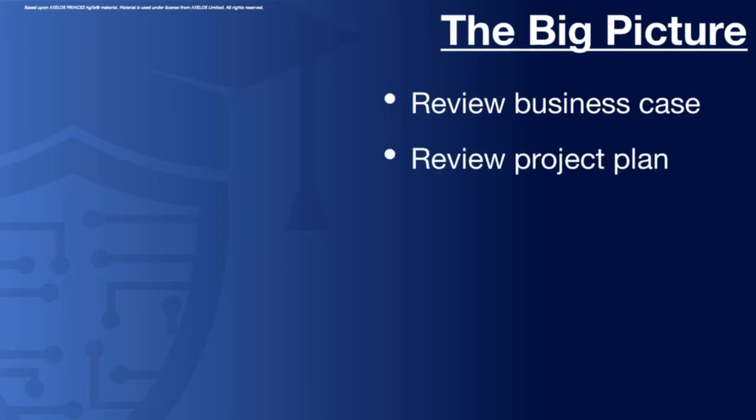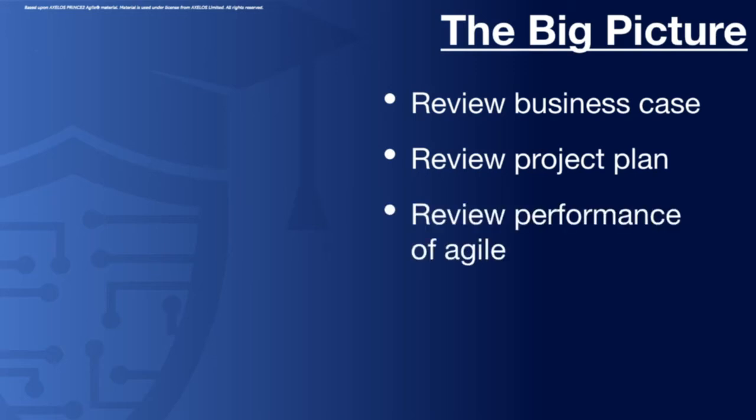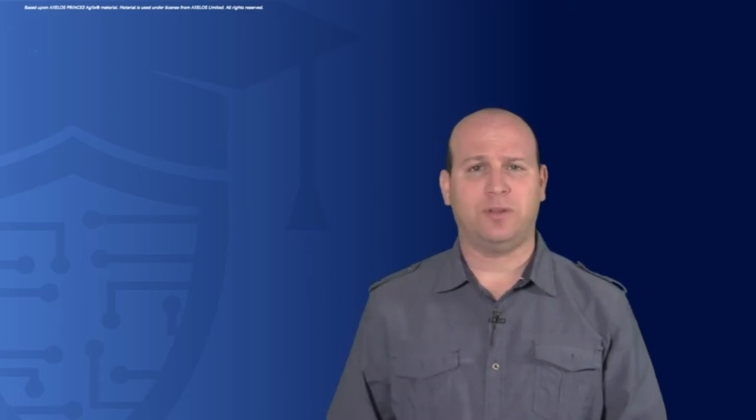We also then have to look at the bigger picture. We need to review the business case again and the project plan and make sure we're still on track and we're still meeting the goals that this project was set out to achieve. We also need to look at the performance of Agile and how it's working inside our environment. Is Agile going to be continually a way to work in this particular project? Or do we need more governance and more control and less agility? Or do we have less governance and less control because the project is becoming more certain and less risky, and we're going to allow more Agile development to happen?